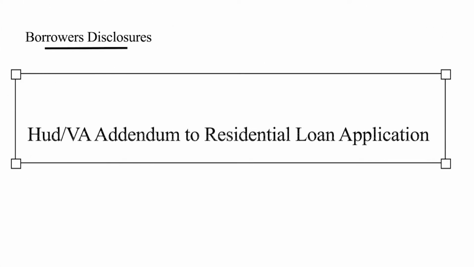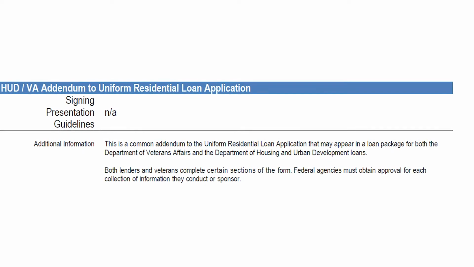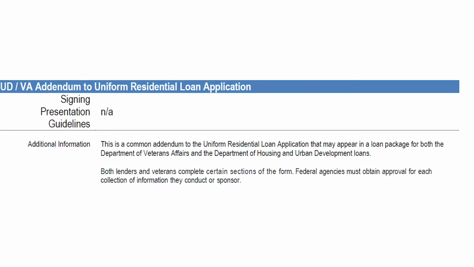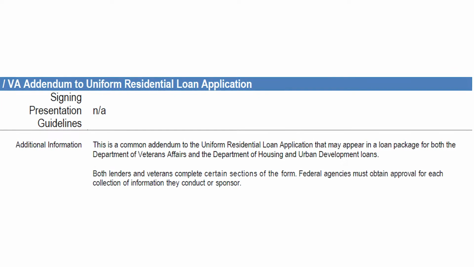Now the next common document that I want to get into is called the HUD/VA Addendum to Uniform Residential Loan Application. This is a common addendum to the Uniform Residential Loan Application that may appear in a loan package for both of the Department of Veteran Affairs and the Department of Housing and Urban Development Loans. If I wanted to present this application, I would just say this is a supplement to your loan application, and the reason why it's included is because your loan is a VA or an FHA loan. So here's an example of how it looks.